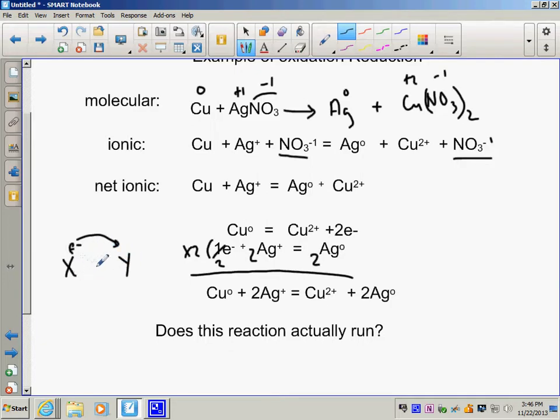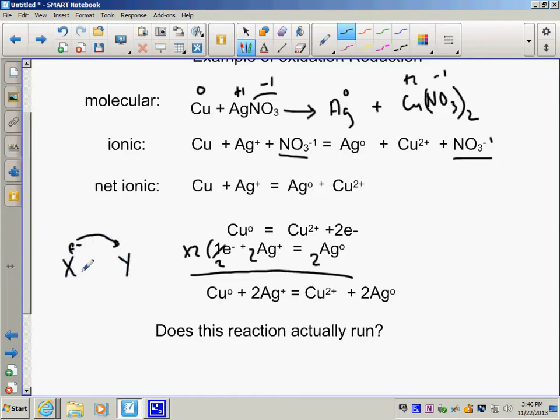Sometimes I make the analogy of your grandma's house and she's making you eat food. And even though you're full, you still say yes. You don't want the food, but grandma's pushing food on you, so you take the food. Same analogy here. Does X want to get rid of the electron? Does Y want to take it?